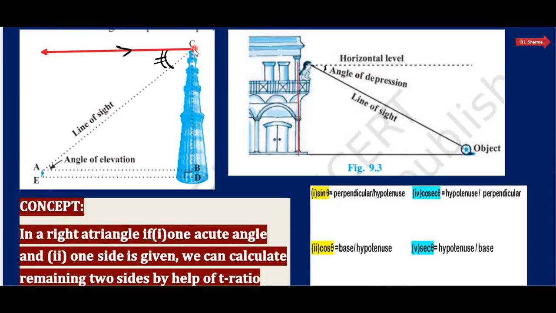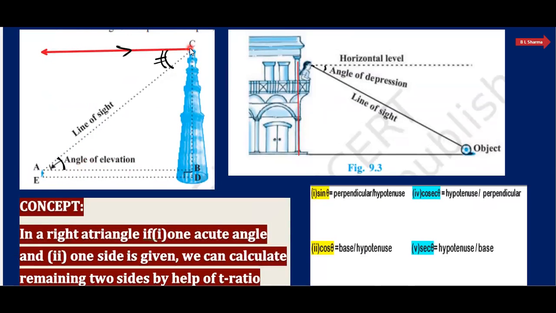Let BC be a building or a tower, and we are standing here. We observe point C from point A. The point we are observing is above the horizontal line. So this is the horizontal line and this is the line of sight. This angle is the angle of elevation.